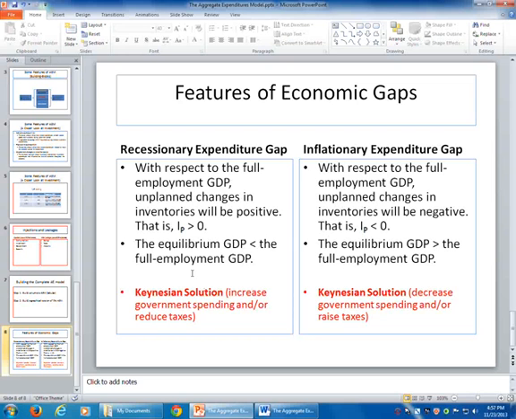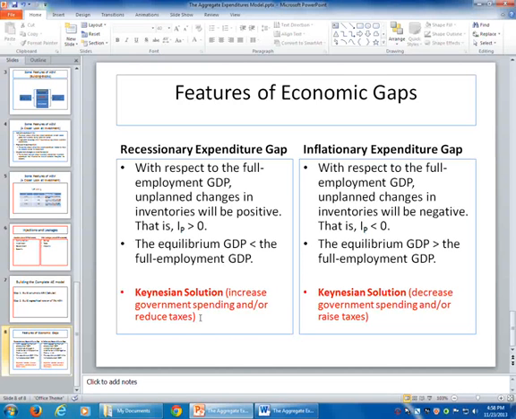Now, in looking at the recessionary expenditure gap, Keynes came up with some proposals, and his proposal was when the economy is not at full employment, one way to fix that is to have government spend more, like I demonstrated in the graphical depiction of the gap. When government spends more, aggregate expenditures increase, and that makes aggregate expenditure coincide with real GDP at full employment. So Keynes' solution would be to have government spend more or reduce taxes.